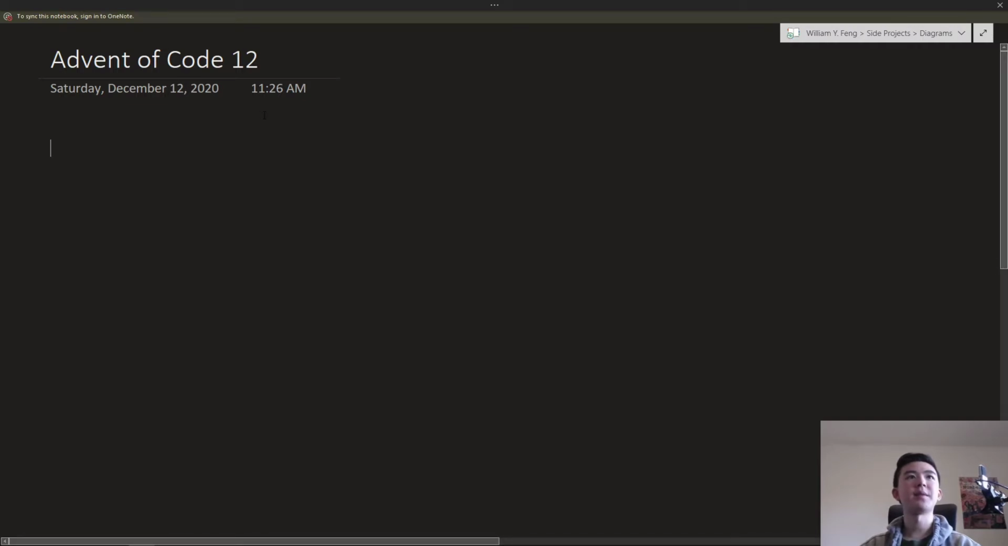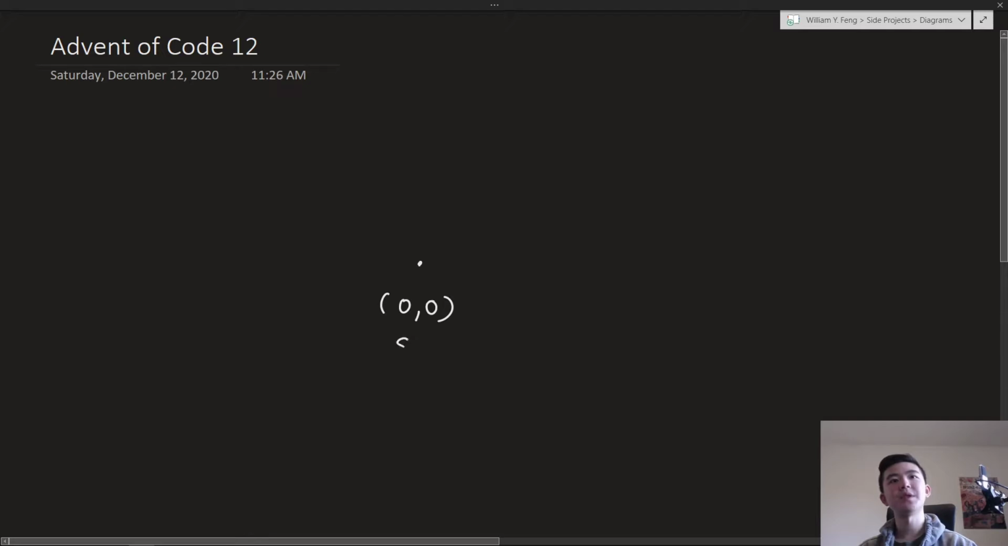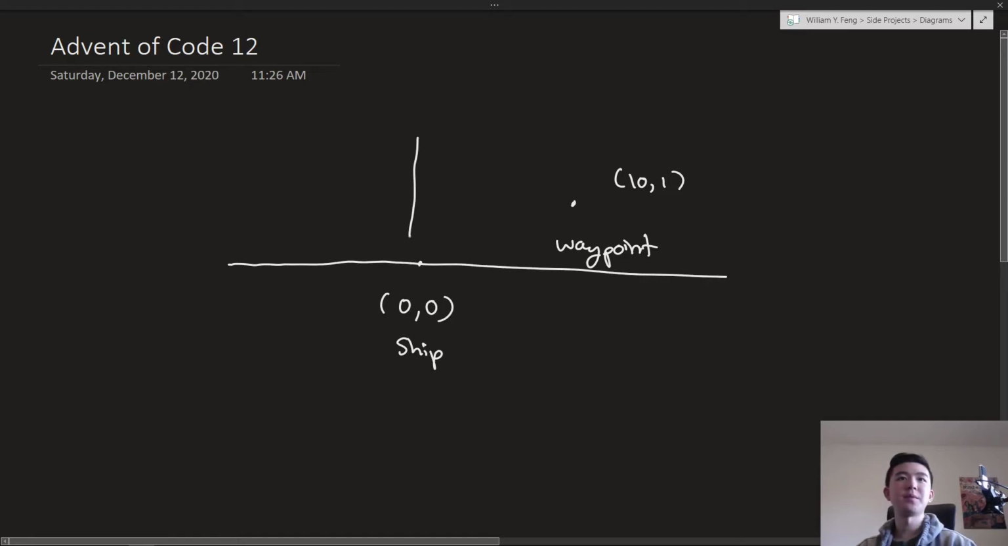I can diagram this. Okay, so we have our ship at 0-0. This is our ship. And then we also have our waypoint. Let's just say it's at 10-1, for example. And I guess we should also draw the coordinate axes. And this is relative to our ship, of course, because rotation is also relative to our ship. So we have this line to our waypoint. This is just for reference. And this distance is 10, and this distance is 1.